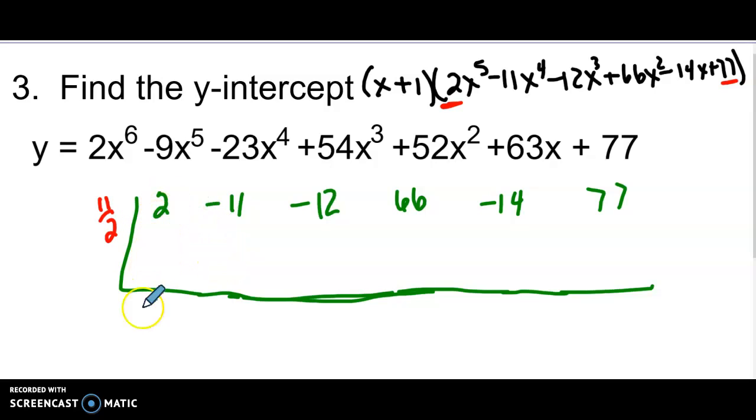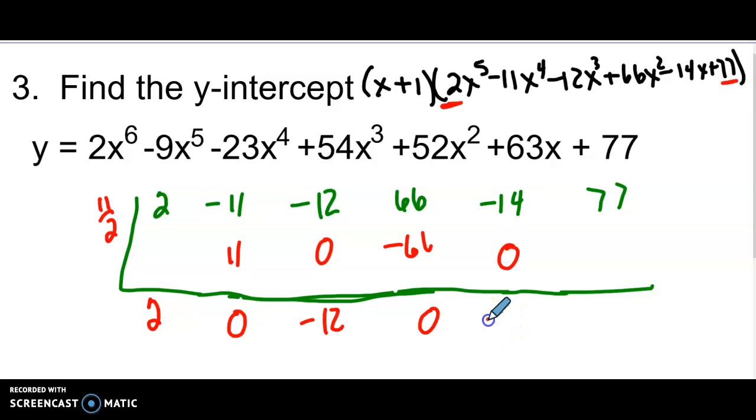interest of time. I bring 2 down. 2 times 11 over 2 is 11. Add those together, I get 0. 0 times 11 halves is 0. Add that together, I get -12. -12 times 11 halves is -66. Add that together, I get 0. 0 times 11 halves is 0. I add that, I get -14 times 11 halves is -77.